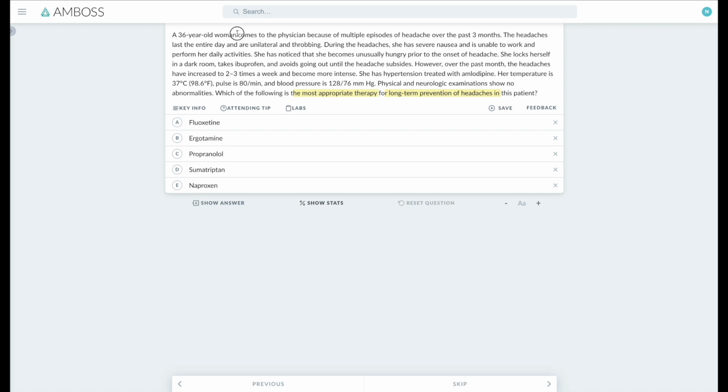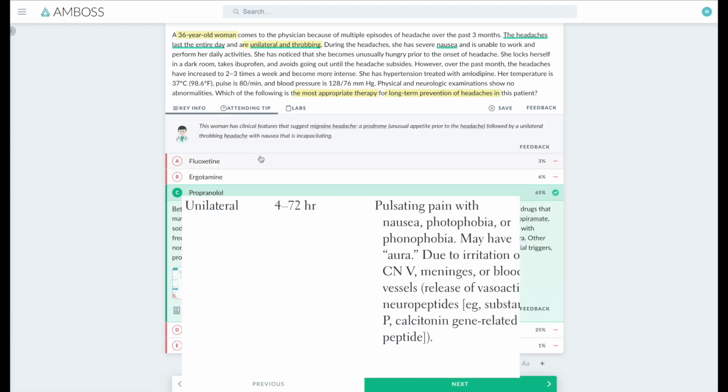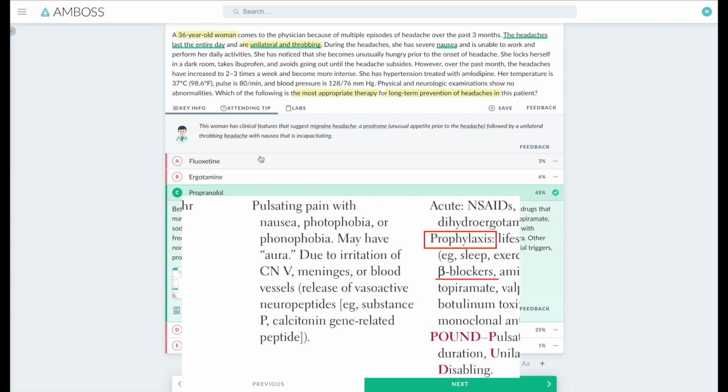So I'm gonna start reading the vignette. A 36-year-old woman, middle-aged. This is a demographic for a certain type of headache I'm gonna see. Comes to the physician because of multiple episodes of headache over the past 3 months. The headaches last the entire day and are unilateral and throbbing. Right now, I just diagnosed it as migraine. I'm gonna move on and answer the question because I know in my head that long-term prevention of migraine is by beta blockers like propranolol, even though I didn't finish, right?